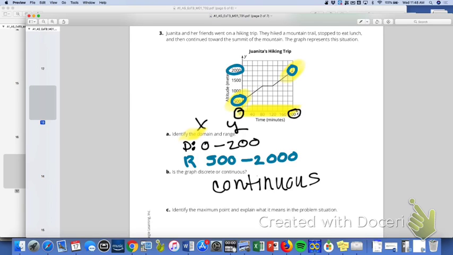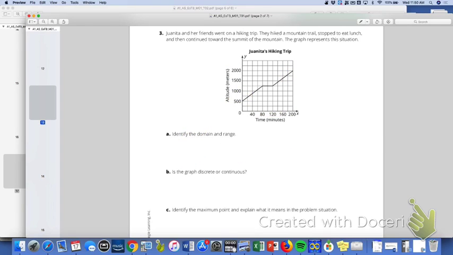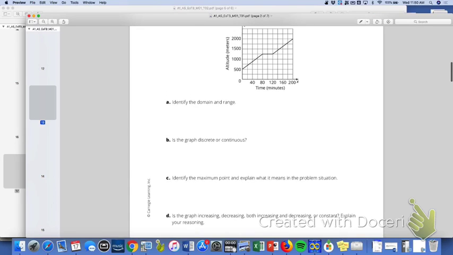Okay, letter C said identify the maximum point and explain what it means in terms of the situation. You guys did a good job of identifying the maximum point. The maximum point on the graph is right up here at this top at 2,000. It was 2,000 meters. Your reasoning was just a tiny bit off, though.